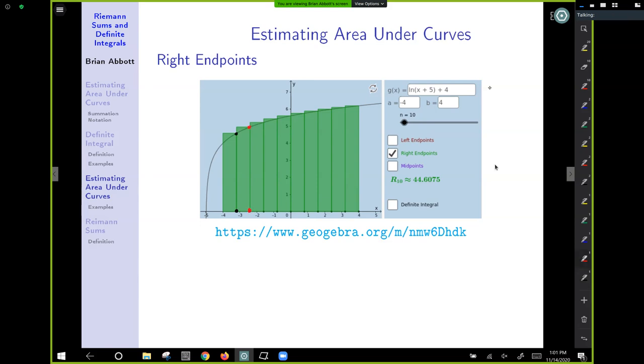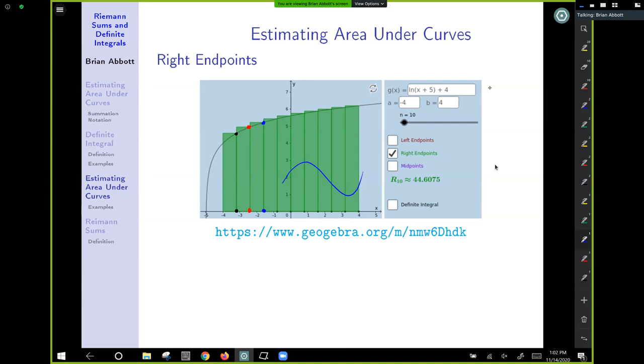And for this particular function, we have extra area. It won't always be extra. Sometimes it'll be a combination of extra and under. It just depends on the function and how curvy the actual function is. That's not the only way we could do this.